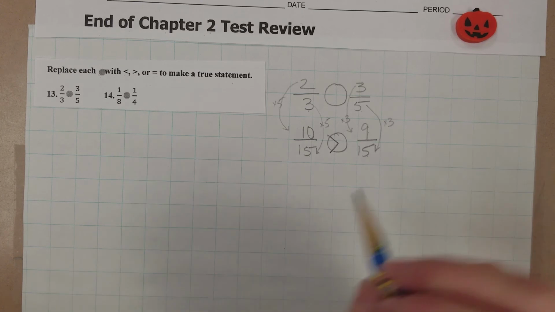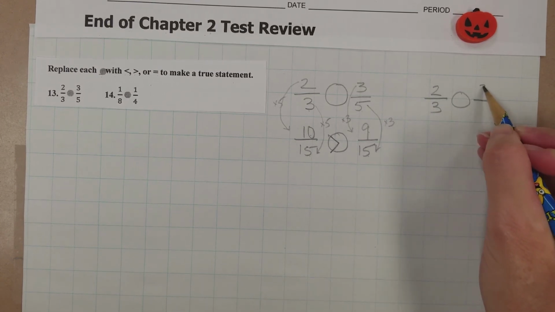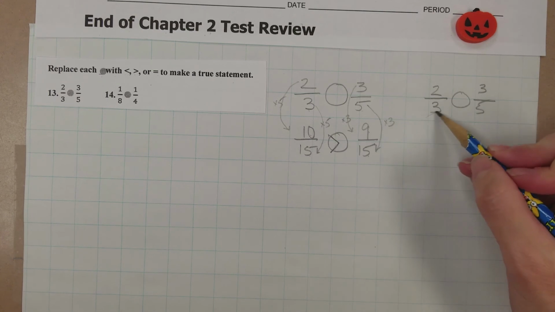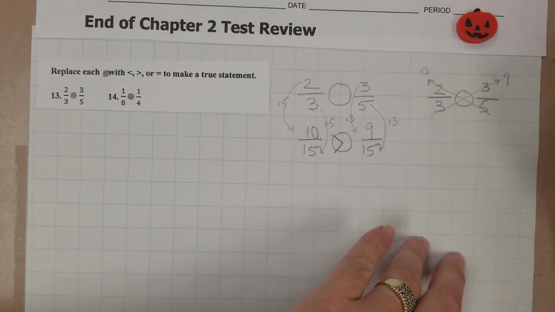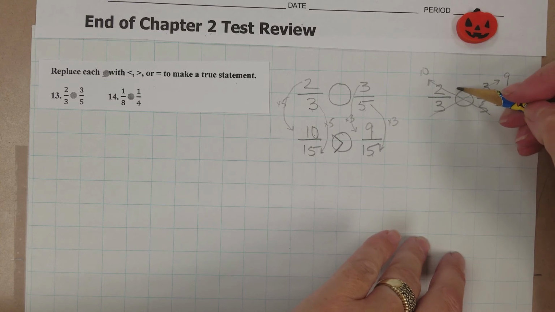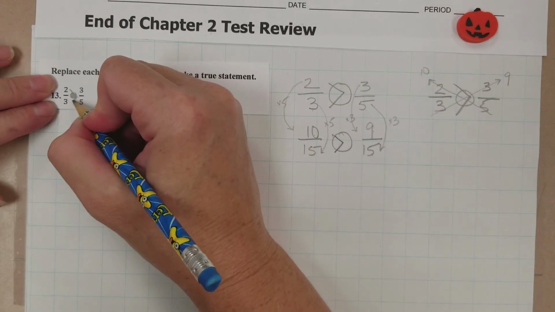Another way to solve this problem would be to use cross multiplication. 3 times 3 is 9. 5 times 2 is 10. And 2/3 is bigger. So 2/3 is bigger.